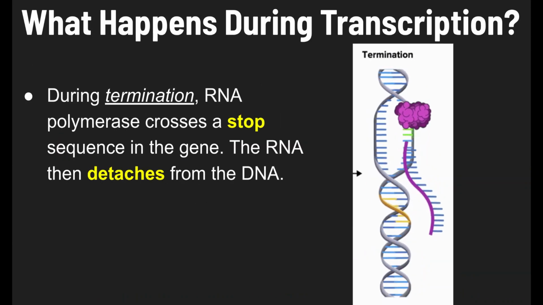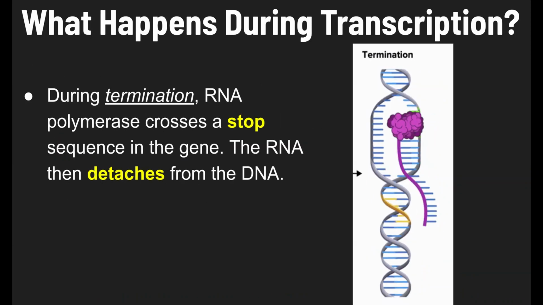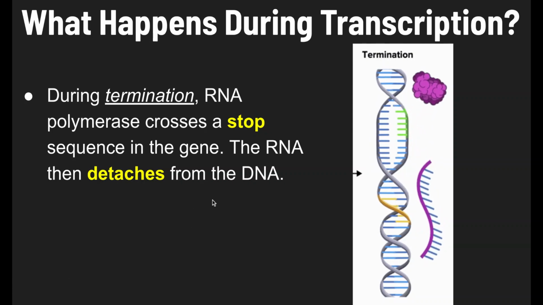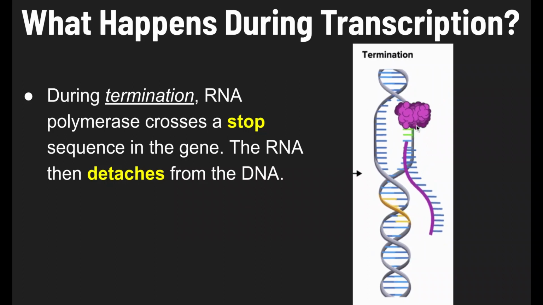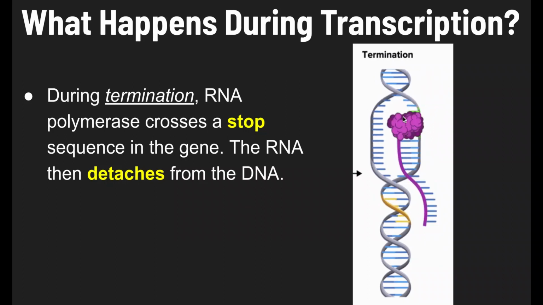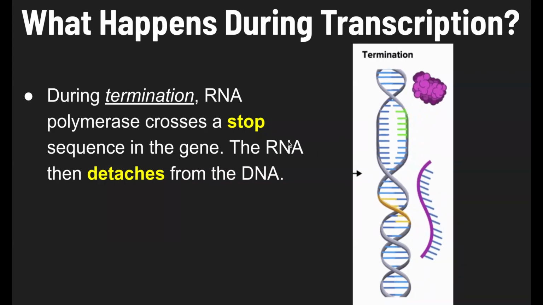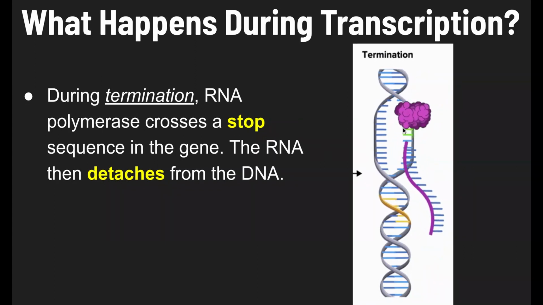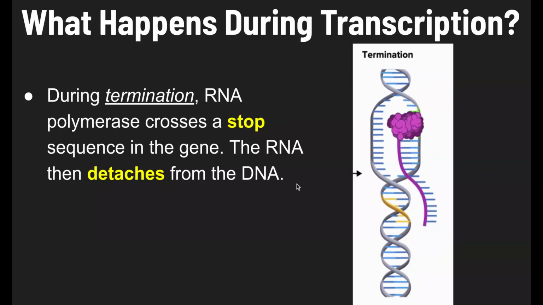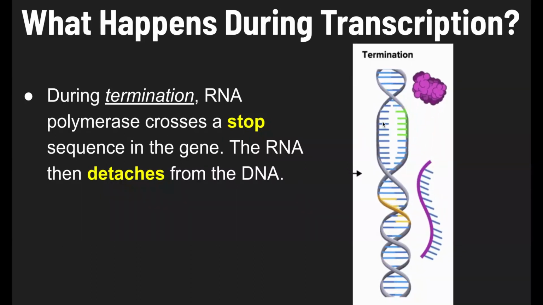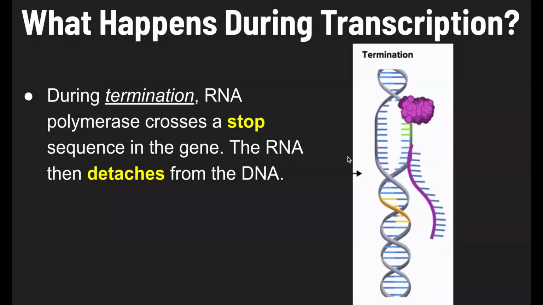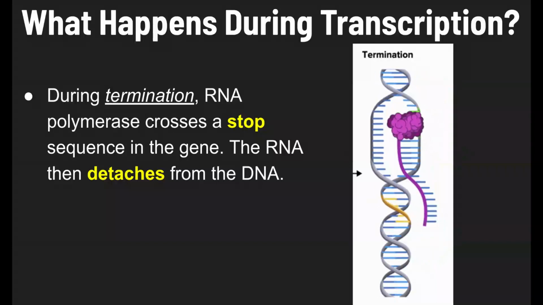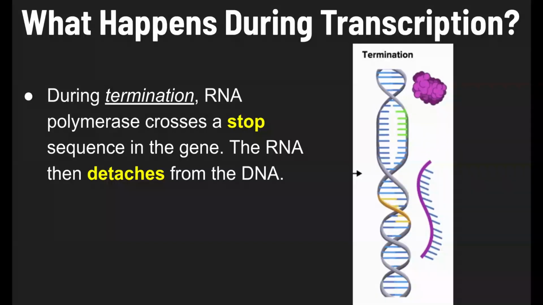All right, now let's go to this last step of transcription. This step is called termination. So during termination, RNA polymerase crosses a stop sequence in the gene, and that's what you see in green here. That represents the stop sequence in the gene. And when RNA polymerase crosses that stop sequence, the RNA polymerase and the strand that's being built detach from the DNA. And so that's why you see the purple blob and this purple strand detaching, moving away from the DNA. Okay, so we just discussed initiation, elongation, and termination.